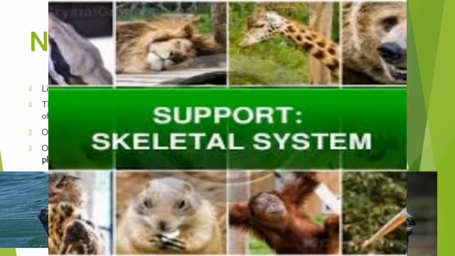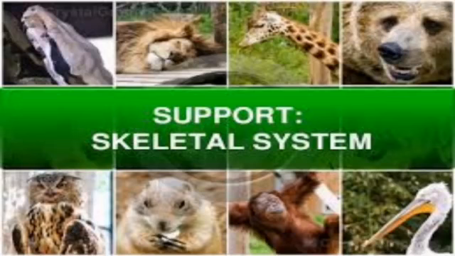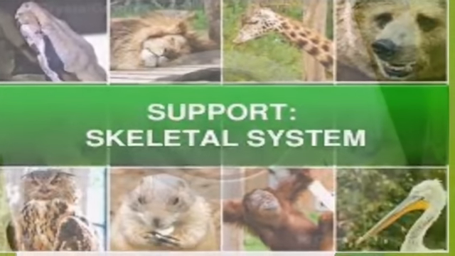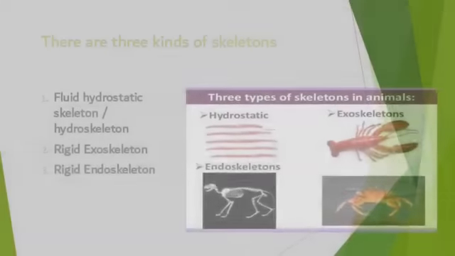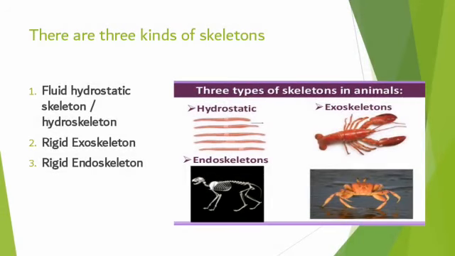And next is the supporting skeleton system. There are 3 kinds of skeleton. We can see in the picture as well: hydrostatic, exoskeleton and endoskeleton.